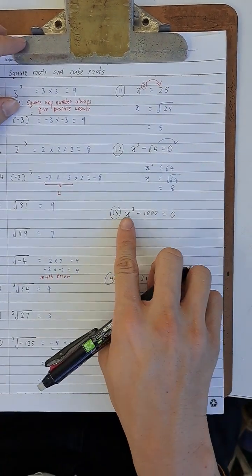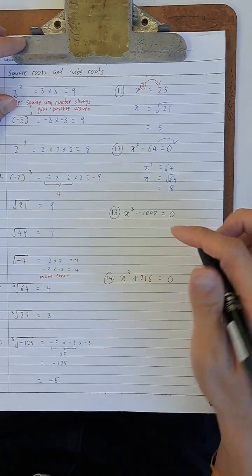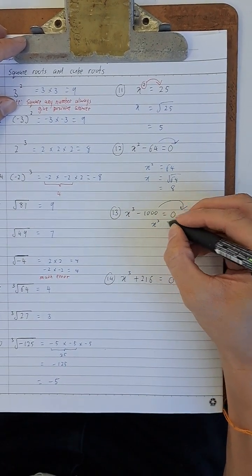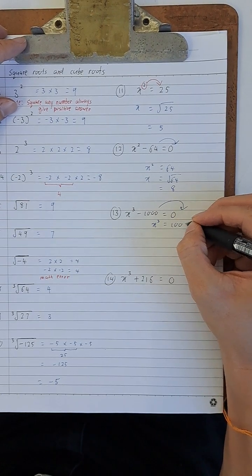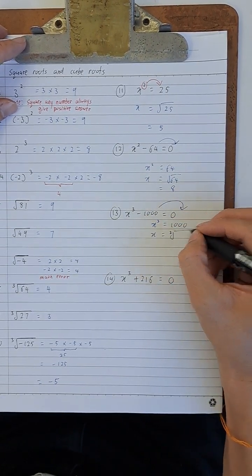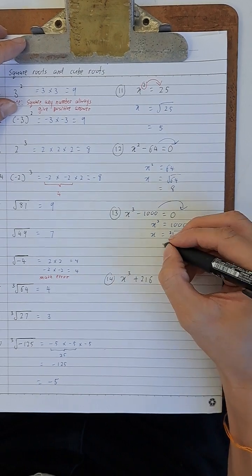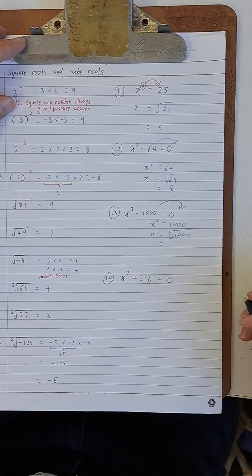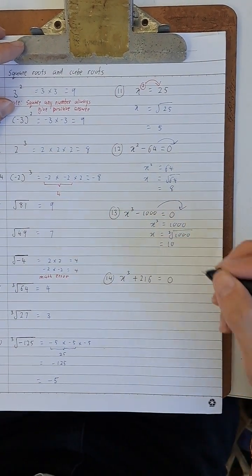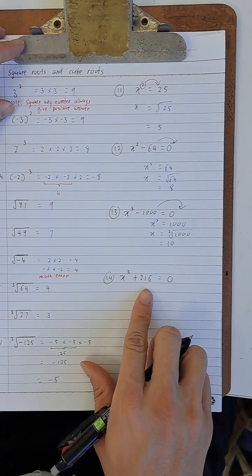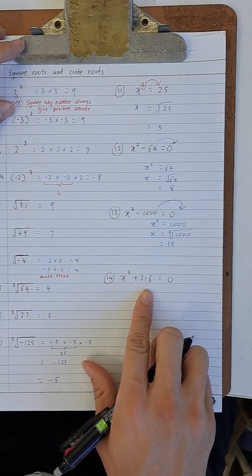Same thing over here. I want to find x, so I'll move the number to the right hand side. So I will get x cubed equals 1000. x must equal the cube root of 1000. And which three numbers multiplied together give you 1000? That will be 10. 10 times 10 times 10 will give you 1000.